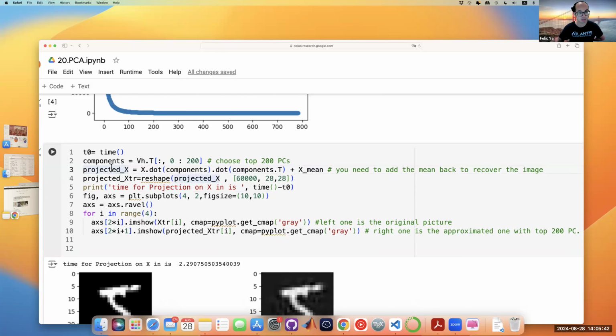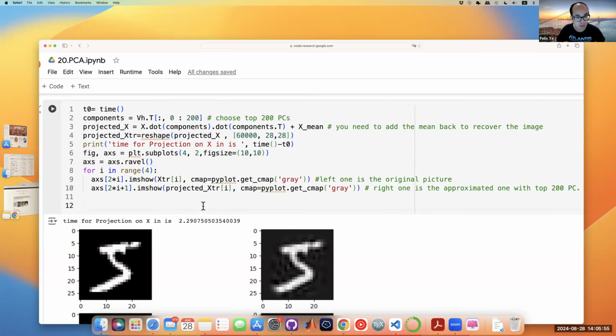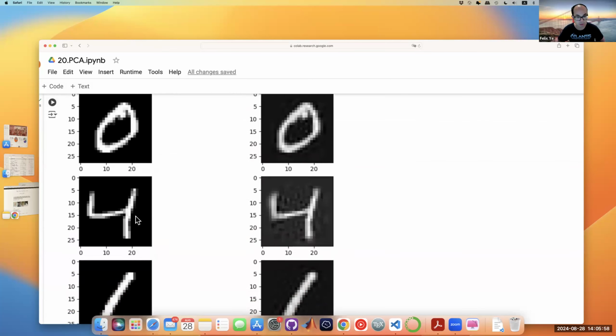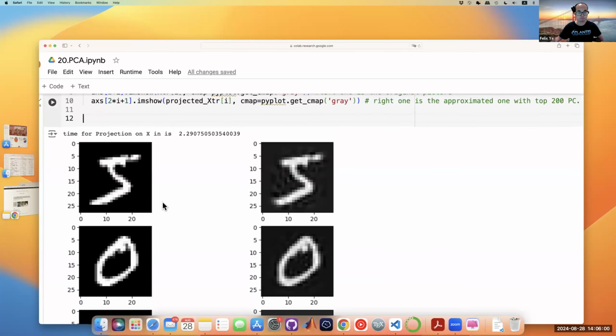So you can see this data is still 60,000 by 784. You reshape this data to 60,000 by 28 by 28. You can actually plot these images right here. These are the first 4 images that you will get. This is the image before you do the PCA and the projection on the first 200 components. This is the image after we project onto the first 200 components.